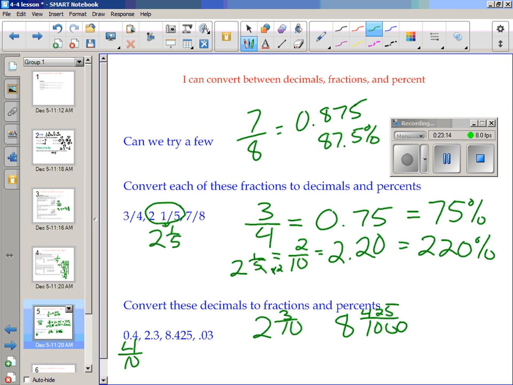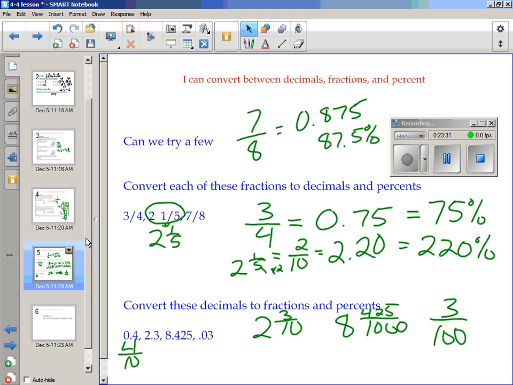Then our last one. 0.03. It's equal to 3%. That means it's 3 out of 100. That's what a percent is. A number out of 100. 3/100ths. Okay? So there's your practice for today.